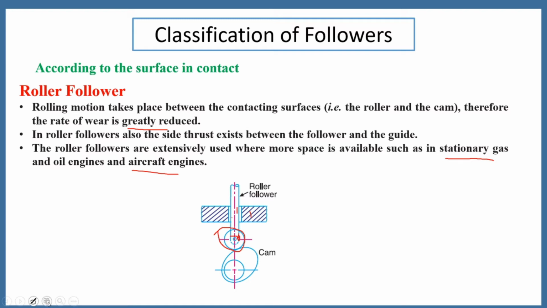The second one is the roller follower. If we concentrate on the shape of this follower at the contact surface, you will find this roller. When more space is available, we use this roller follower, and its applications are oil engines and aircraft engines. The advantage of the roller follower is the wear rate. In the case of the knife edge follower, more wear takes place, but in the case of the roller follower, we can reduce that wear.